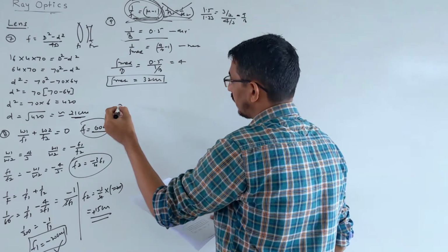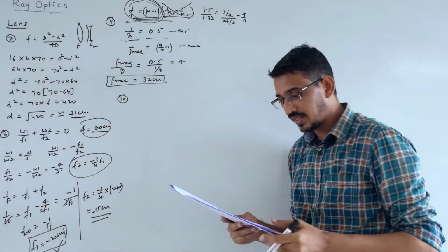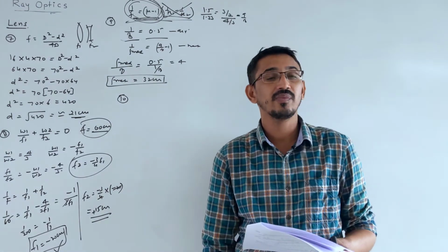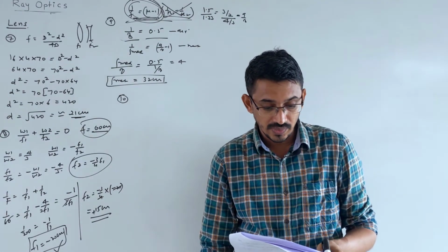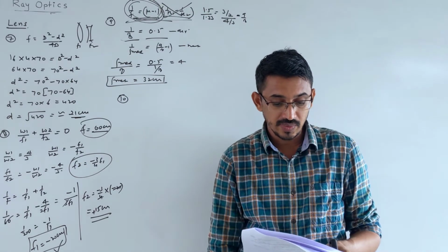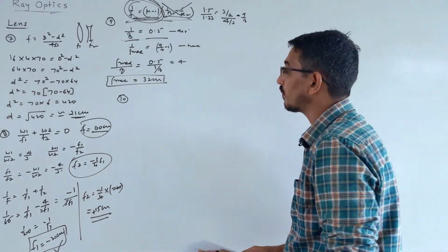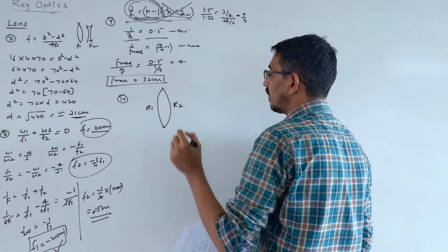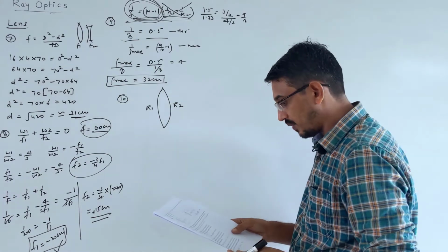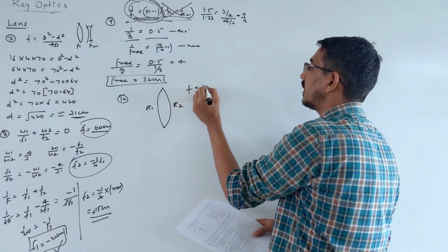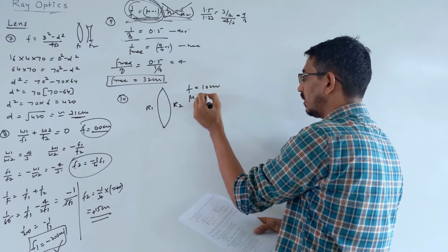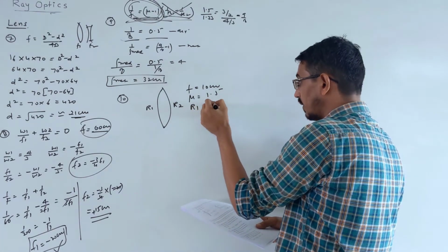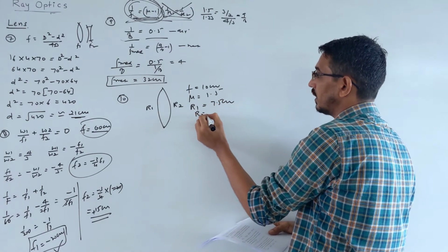Now we are moving to question number 10. They said the focal length of a convex lens is 10 centimeter and its refractive index is 1.5. If the radius of curvature of one surface is 7.5, what's the radius of curvature of the second surface? Very nice question. A convex lens is given with surfaces of radius r1 and r2. F is given 10 centimeter, mu is given 1.5, r1 is given as 7.5 centimeter, and r2 they are asking.